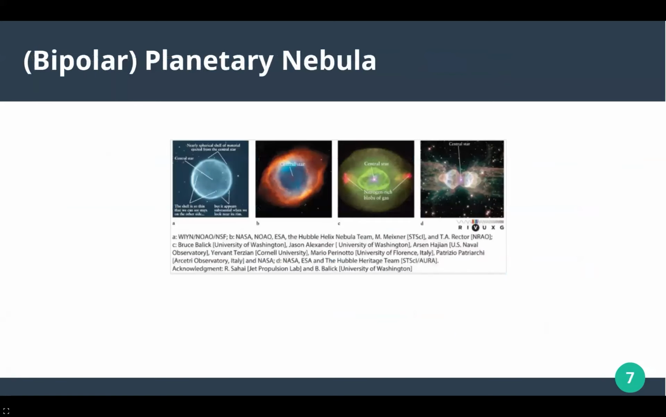We here see a bipolar planetary nebula where a central star sheds its outer layers in two different directions, as nitrogen-rich blobs of gas going out in opposite directions on the two poles, and is therefore called bipolar.